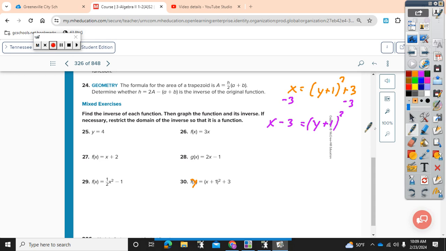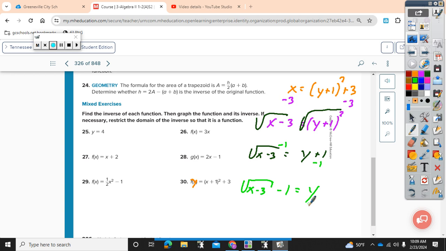So now I want to get rid of the parentheses, but it's parentheses squared, so I'm going to undo that by square rooting. So I'll have the square root of x minus 3. Now it equals y plus 1. So I will finish this thing by subtracting 1, subtract 1, and my answer for number 30 is the square root of x minus 3, and then minus 1 outside the square root. That is your inverse of number 30.